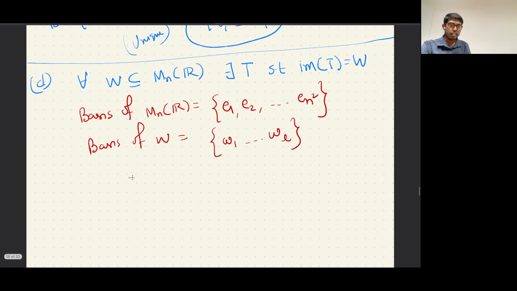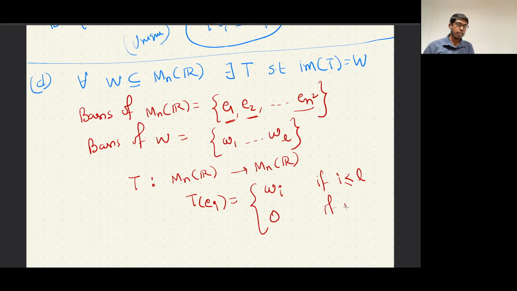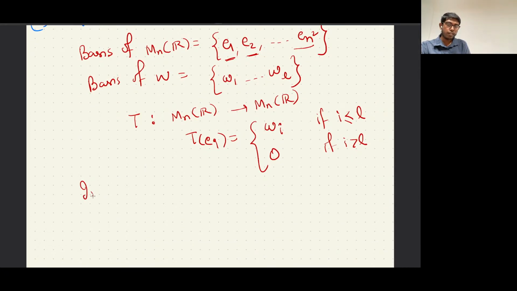Now I'm defining T from MnR to MnR. Because every linear transformation is uniquely determined by its action on a basis, if I define where T sends e1, e2, up to en squared, I'm done. So T(ei) equals wi if i is less than or equal to l, and 0 if i is bigger than l. Then T is a linear transformation and the image of T equals W.